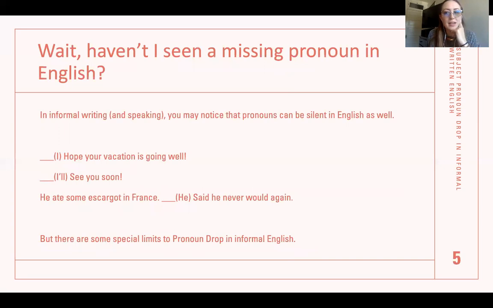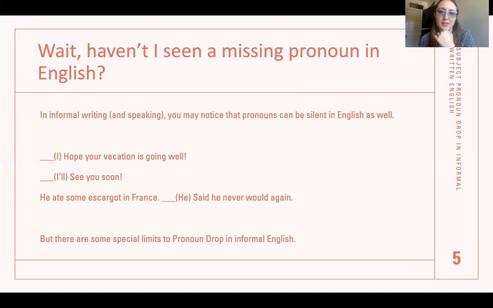But it may come up that you think, I think I've seen actually a missing pronoun before in English. And why is that the case? Why is it allowed in some places and not others? So some examples here: hope your vacation is going well, see you soon. These almost seem strange with the pronoun, because it's become so normal that we drop those pronouns. And it doesn't only apply to first person pronouns, which is something like I or we. It also seems to apply to third person pronouns like he, she, it.